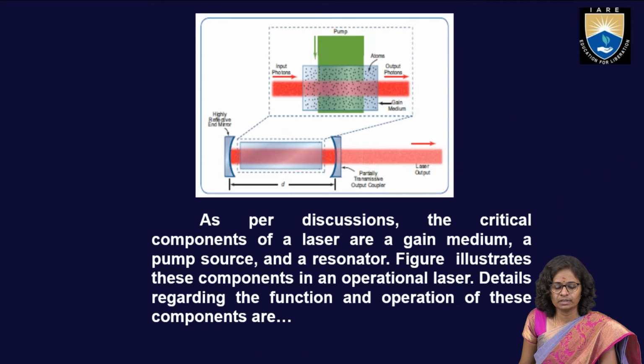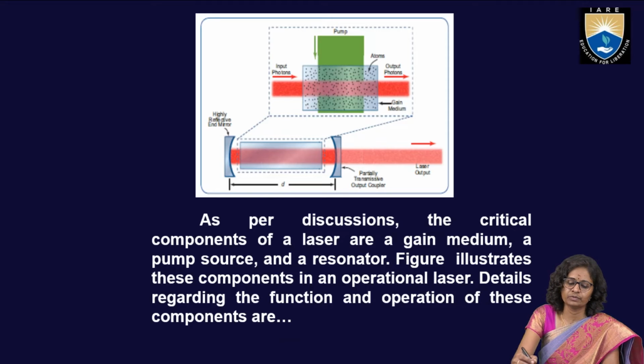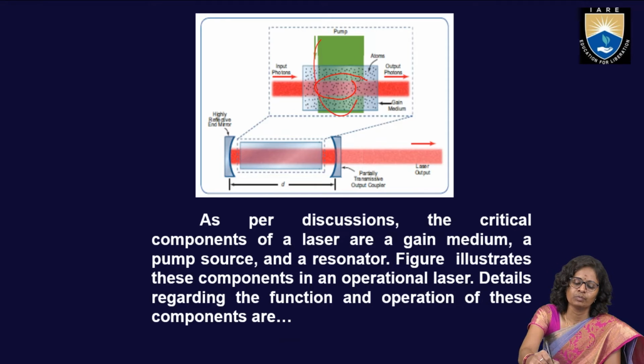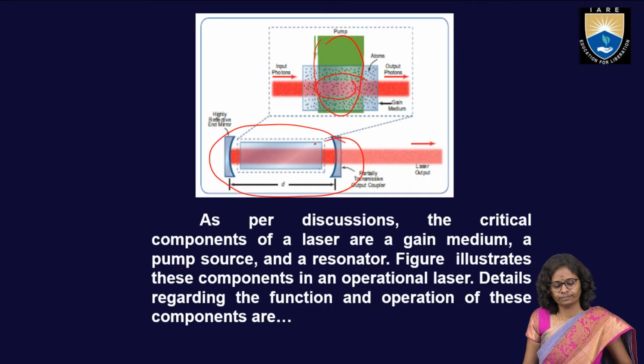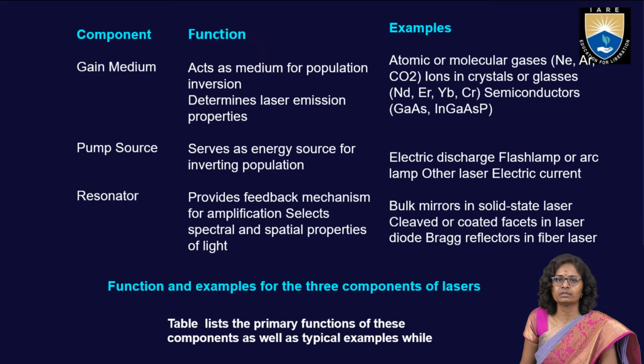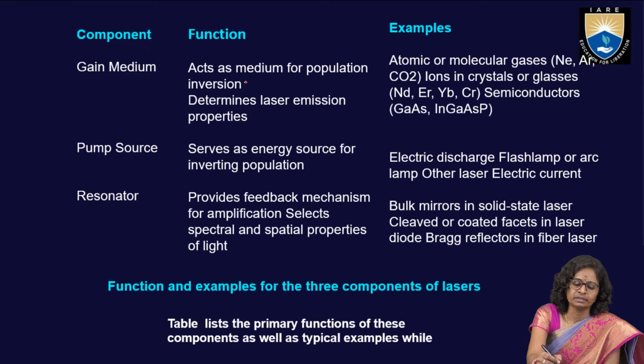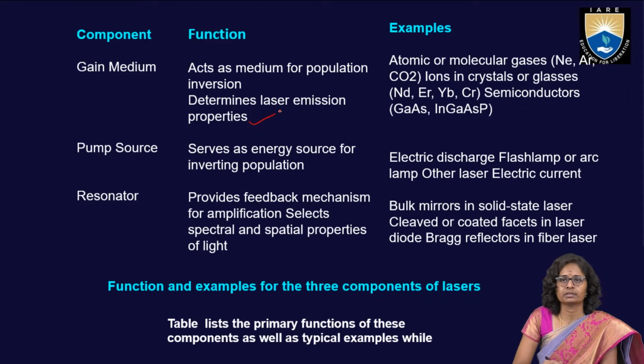As per discussions, critical components of a laser are a gain medium, a pump source, and a resonator. As we discussed before, gain medium, pump source, and resonator. The details regarding the function and operation of these components follow. The first one is the gain medium. Its function is to act as a medium for population inversion and determine laser emission properties.